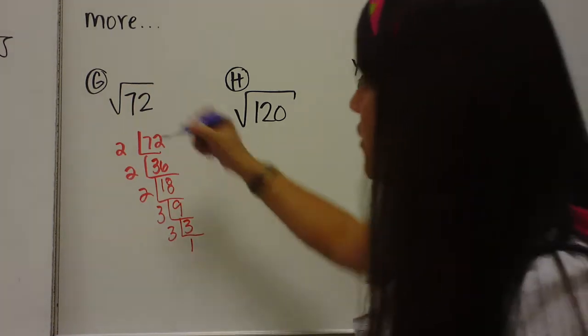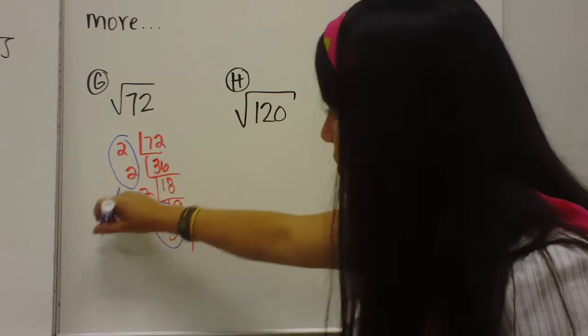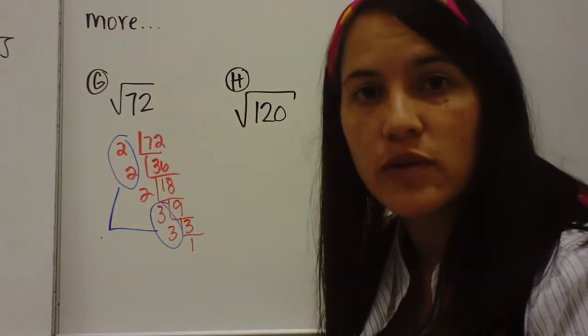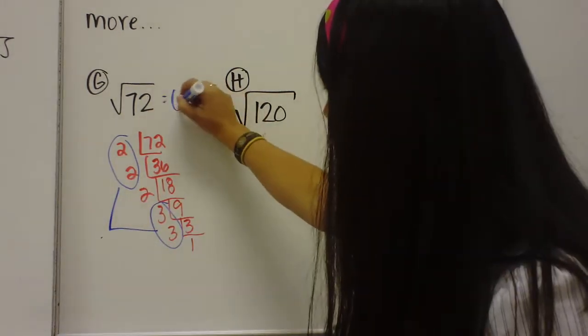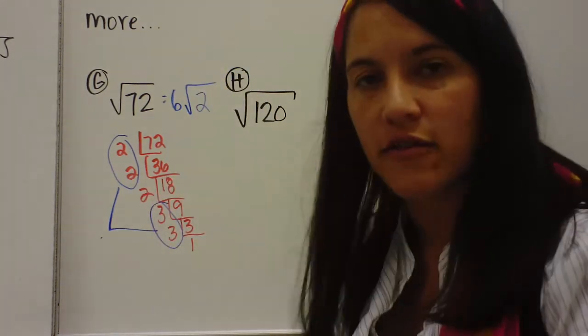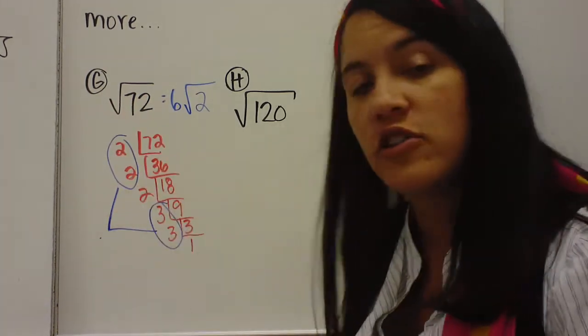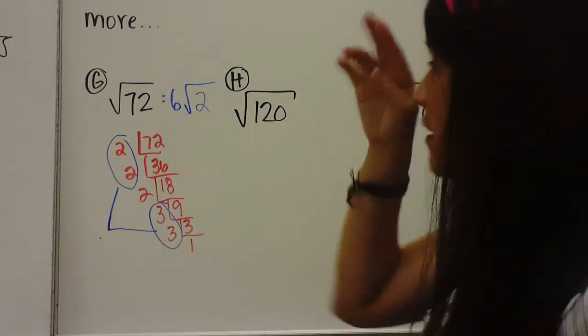I need to circle my pairs. So I have a pair here and I have a pair here. I'm going to multiply those pairs. 2 times 3 is 6. And what I have left over goes inside the radical. So you can have pairs that are separate and you still multiply them together.